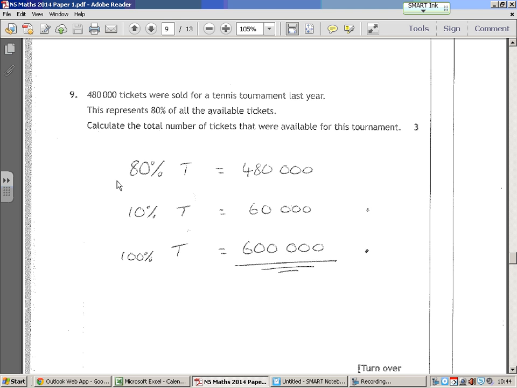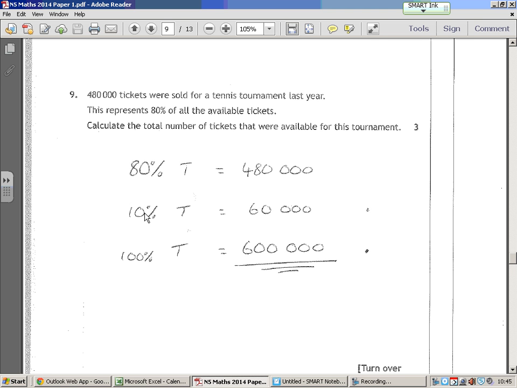So I'm going to go to 10%. I could also have gone to 20%, but I'm going to go to 10%. To get from 80% to 10%, I need to divide by 8. So I need to divide this side by 8. So 10% of the ticket sales would be 60,000.